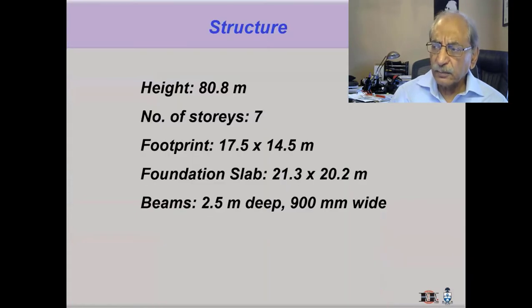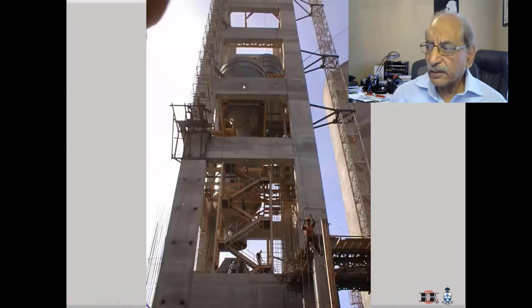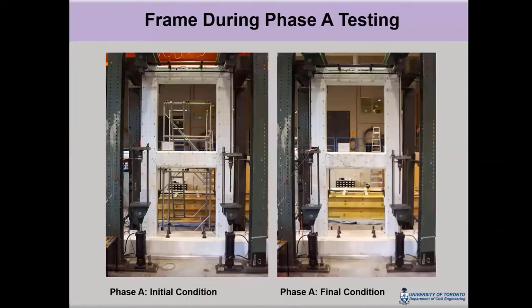The problem here is that the height of the structure is only 80 meters, but the number of stories is only 7. So therefore, the story height is about 11, 12 meters. This will give you some idea about the size of the story when you look at the people here, who are close to 2 meters tall, and look at the story height. The problem in this building was that some of these beams were critical in shear, which means that they would fail during an earthquake in a very brittle manner. So we had to build a small scale model of that in the lab.